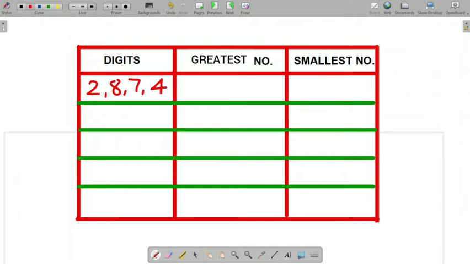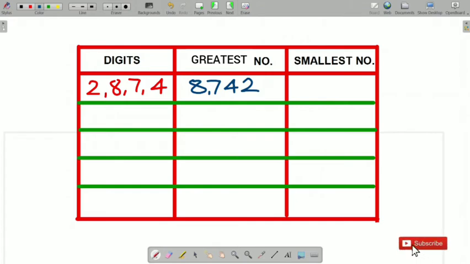So as I have told you, to make the greatest number, I will just find out the greatest digit among these. So 8 is the greatest digit. So write 8, then write 7, then 4 and then 2. So now it became 8742 according to the Indian number system.